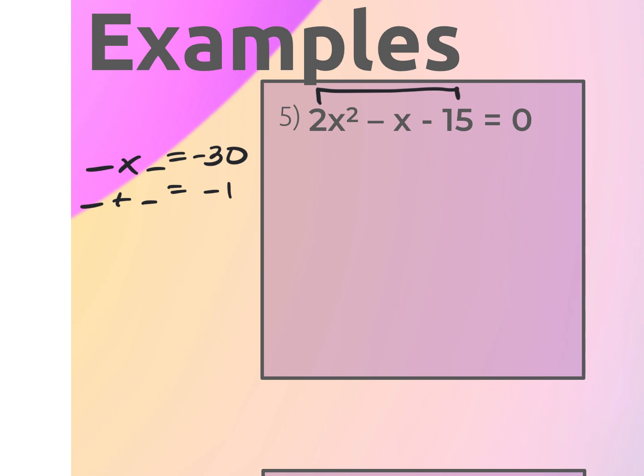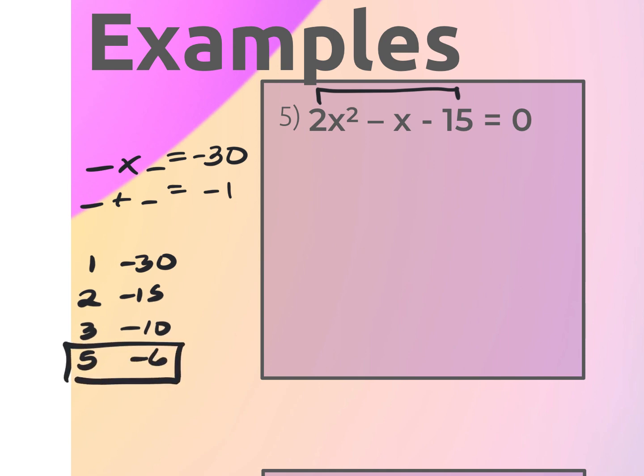So I could start my list of -30 factors. 1 times -30. The sign of the middle goes on the bigger factor. 2 and -15. 3 and -10. And then here is my combination I need. The 5 times -6, and then 5 plus -6 gives me the -1. So these are my two factors, positive 5, -6.